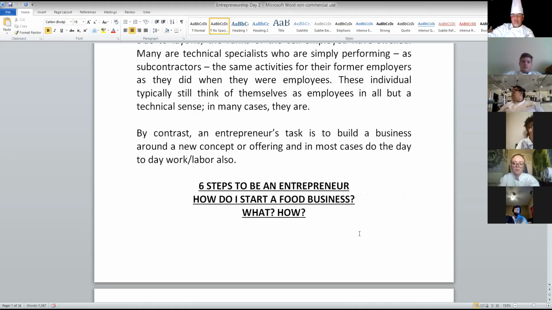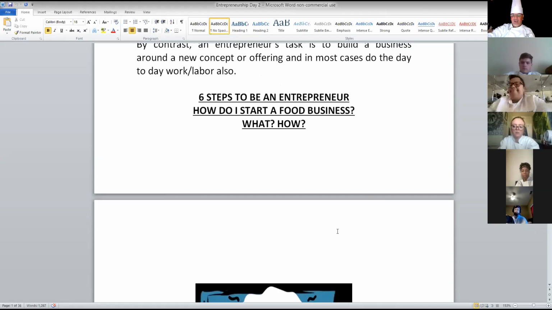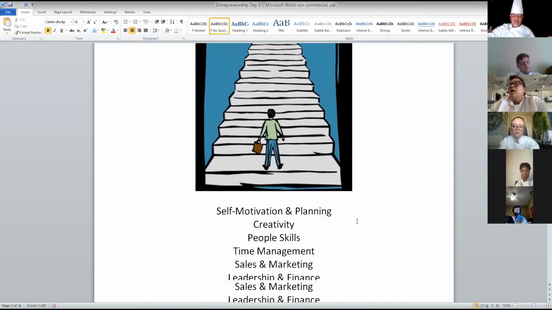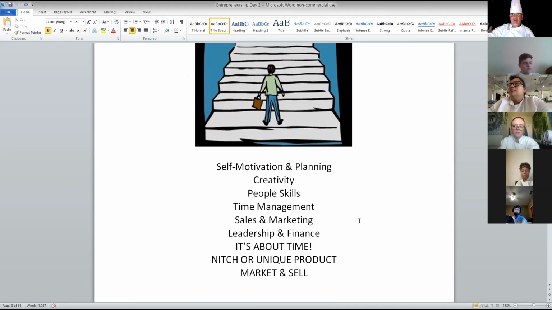So, six steps to be an entrepreneur. How do I start a business, and what and how? Success, right? You've got to pay your dues. You've got to climb that ladder. First, self-motivation and planning, creativity, people skills, time management. Remember the schedule.